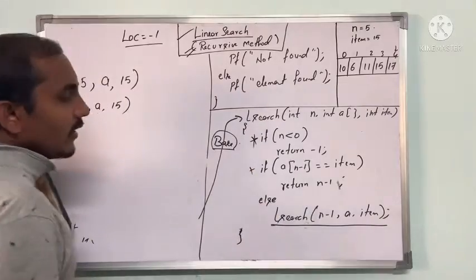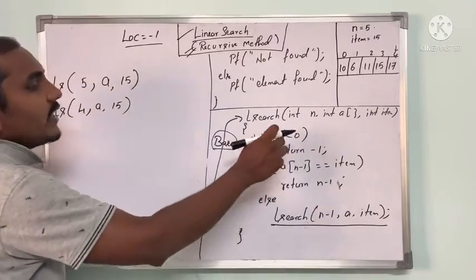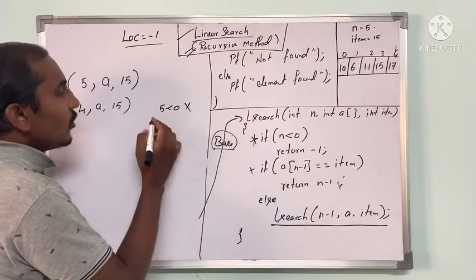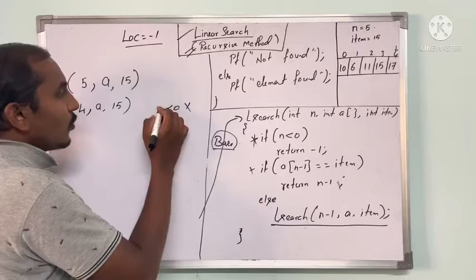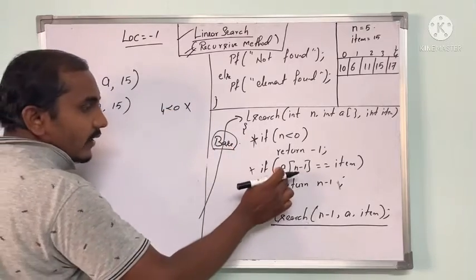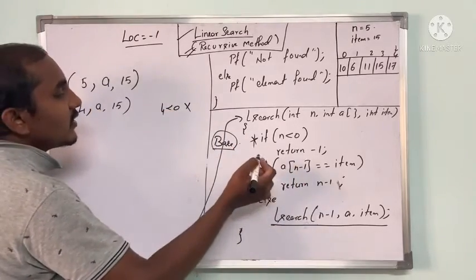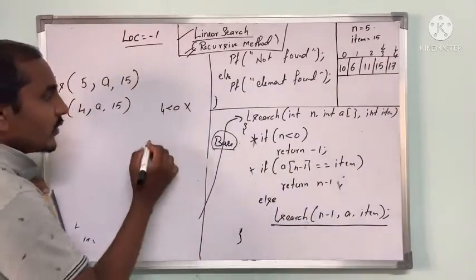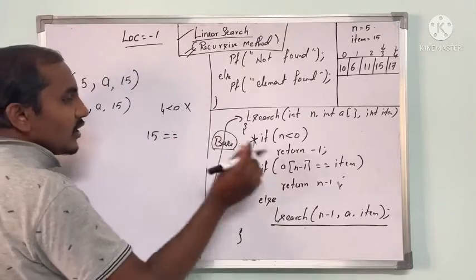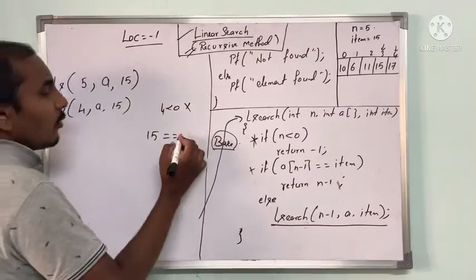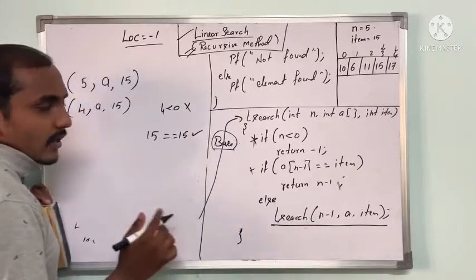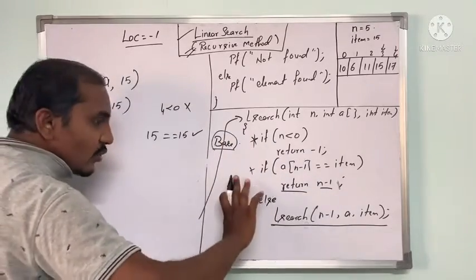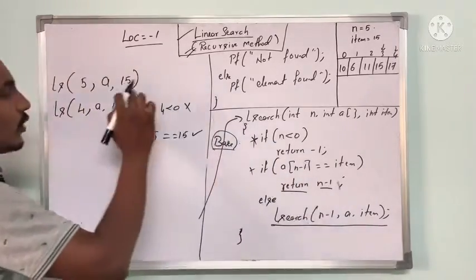If this function is called again, now again we are going to check whether n is less than 0, that is 5 less than 0, which is false. And again we are going to check whether 4 is less than 0, which is false. And again a of n minus 1, which is nothing but a of 4 minus 1. 4 minus 1 will become a of 3. The A of 3 element we have is 15. Whether it is equal to the element that I want to search, which is 15. So both are the same. In this case, it is going to return the value n minus 1.